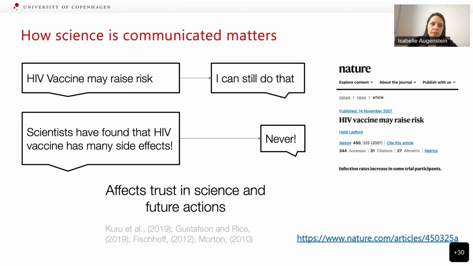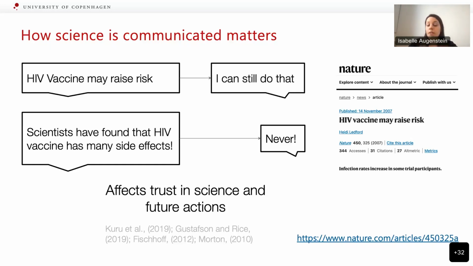One of the reasons we're interested in this topic is because science communication really matters. The way that science is communicated matters because the general public picks up on that, and it affects their trust in science and also their future actions. One example I have for you here is an article in Nature that's called "HIV Vaccine May Raise Risk." That's an article based on a study with a very specific group testing a very specific vaccine, and they find that that vaccine actually raises the risk of HIV.